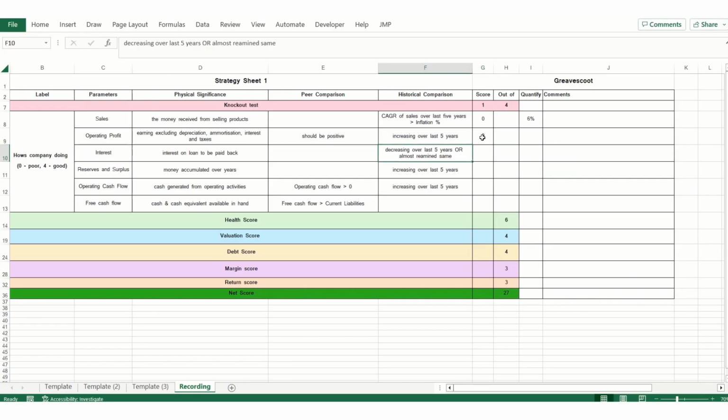The third is your interest. Now interest is something which you have to pay back. The interest should ideally be decreasing over 5 years, or it should actually remain the same. If any one of these is fulfilled, we will label it as 1. So you can see here it is OR. If it is AND, then you have to look at both.